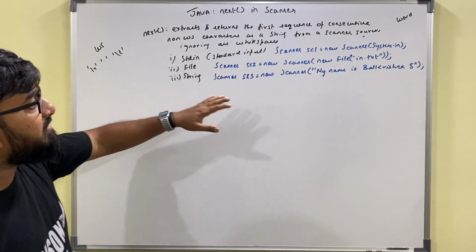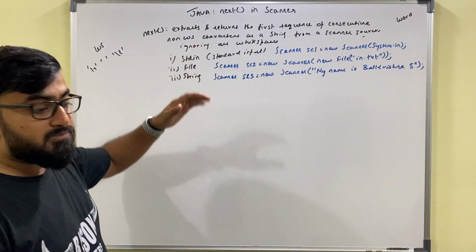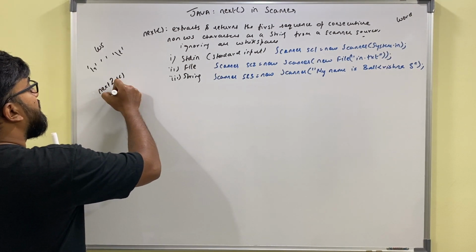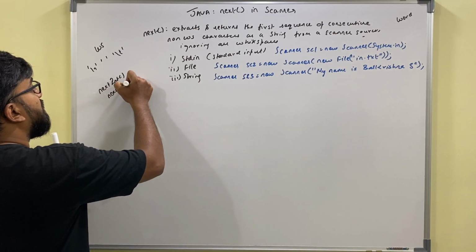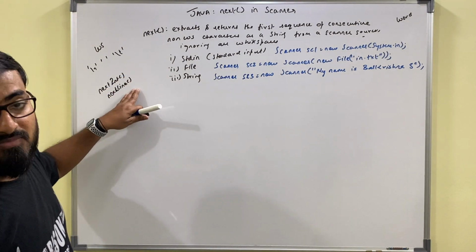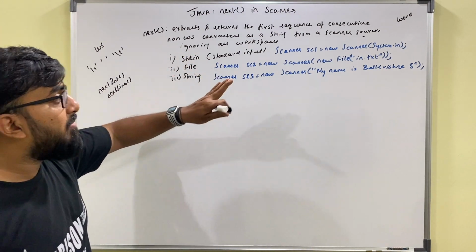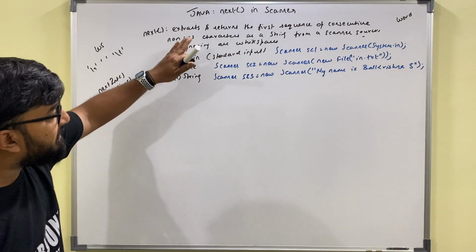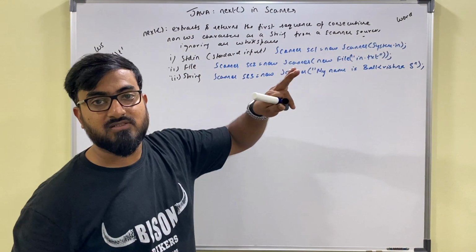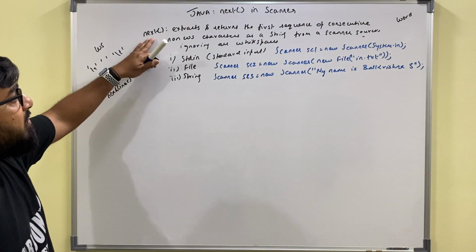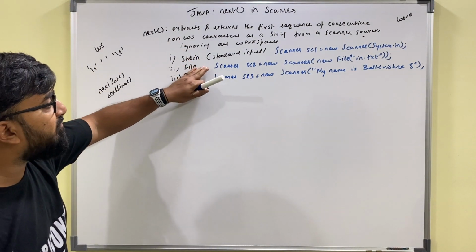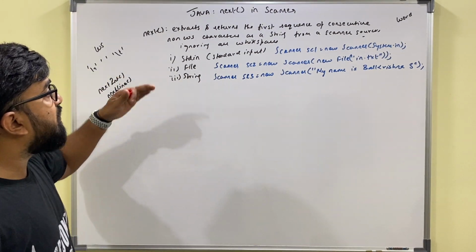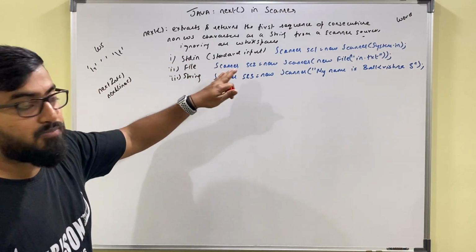The idea of telling these three different sources is that scanner methods like next int and next line work the same regardless of the source, because the source is basically a string input. So these scanner methods will work exactly the same for all the different sources. If I tell you how next works in standard input, it will work in the same way for file and for string input.